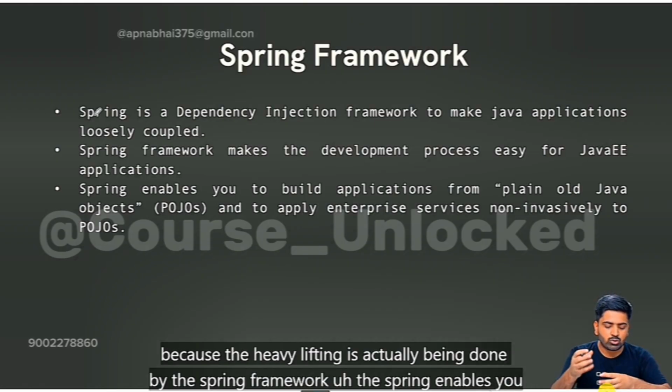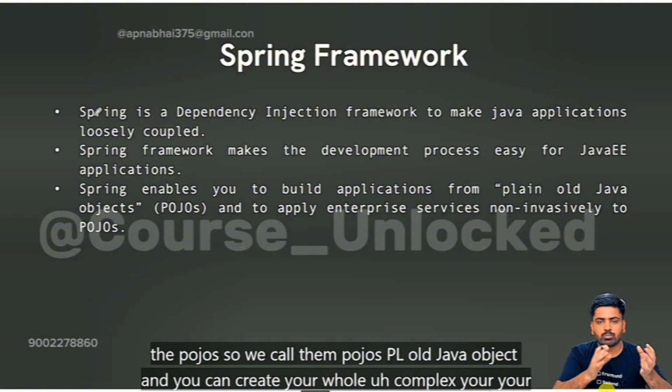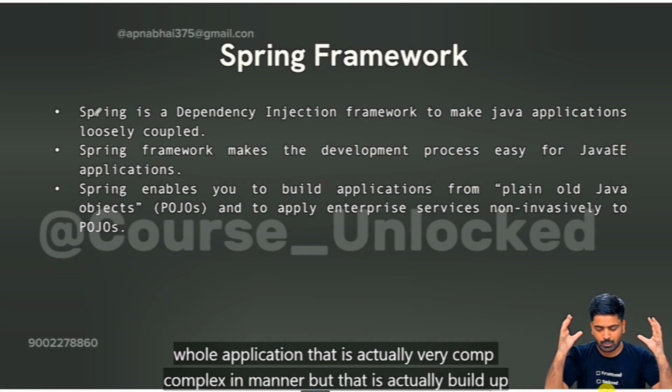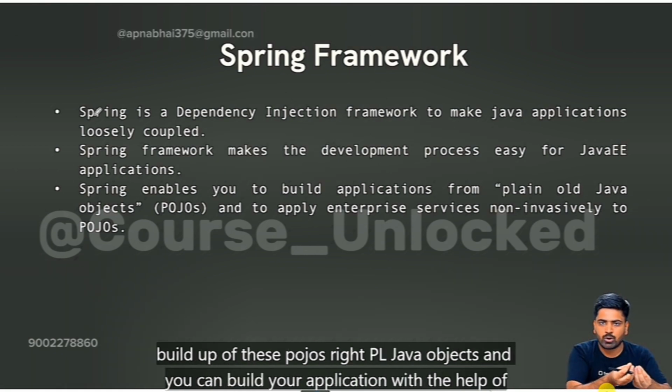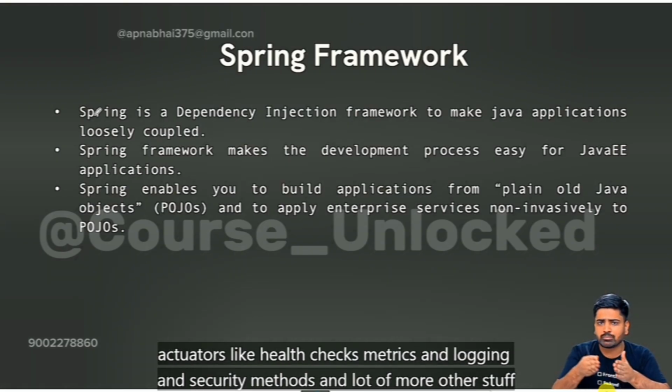Spring enables you to build applications from plain old Java objects and to apply enterprise services non-invasively to the POJOs. So we call them POJOs, plain old Java objects, and you can create your whole application, which may be very complex, but is built up of these POJOs. You can build your application with the help of these POJOs in the Java programming language only. And you can also add enterprise services like actuators, health checks, metrics, logging, security methods, and a lot of other stuff non-invasively.